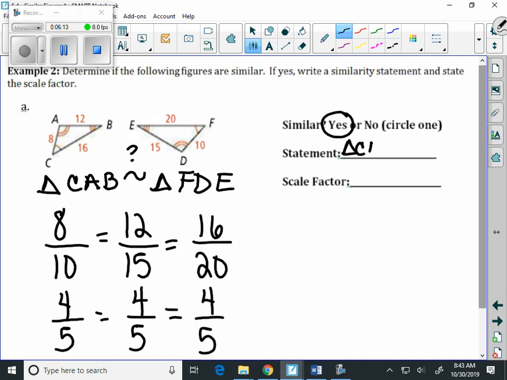In terms of our statement, we can say what we wrote over there. Triangle CAB is similar to triangle FDE. And our scale factor is the 4/5.